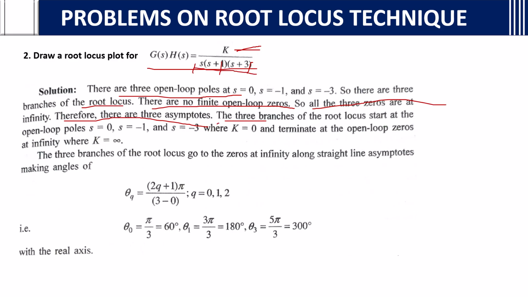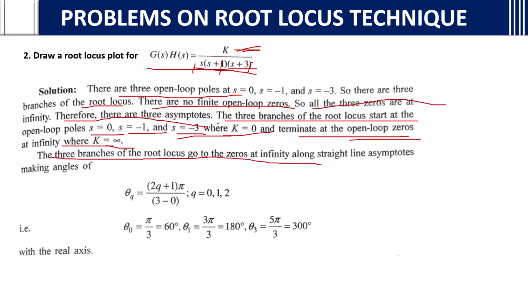So the three branches of the root locus start at the open loop poles, that is s equals 0, s equals minus 1, s equals minus 3, where k equals 0, and terminate at open loop zeros. They start at these poles and terminate at open loop zeros at infinity. As there are no zeros, they terminate at k equals infinity.